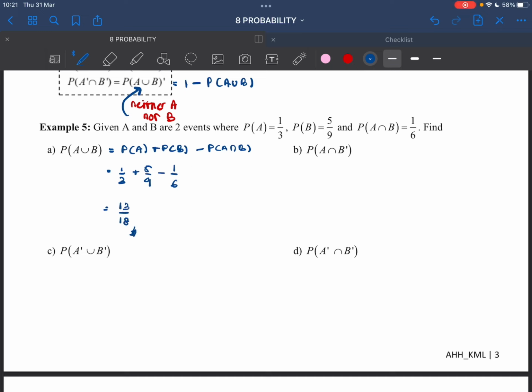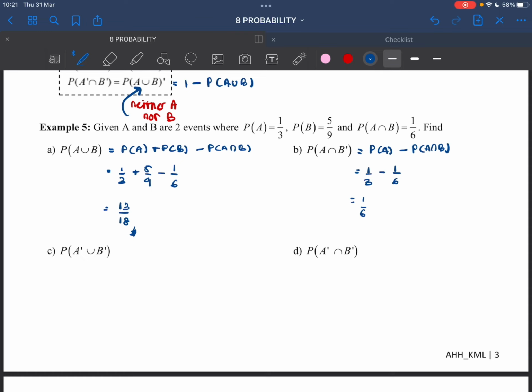Very simple. Next we have P(A intersect B prime), which means only A occurs. So you only need P(A) minus P(A intersect B). P(A) is 1 over 3 and P(A intersect B) is 1 over 6. So here we have 1 over 6.